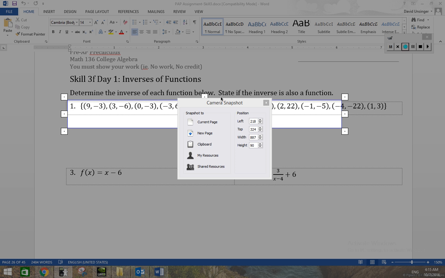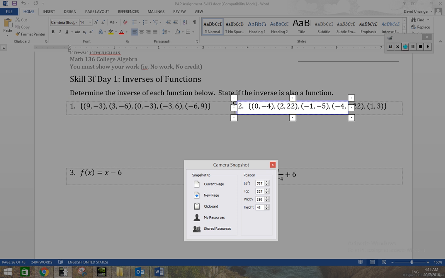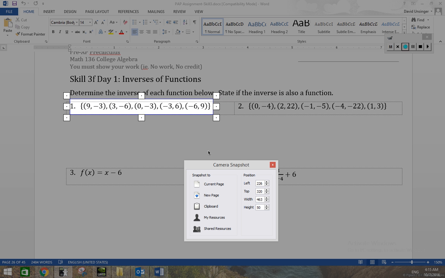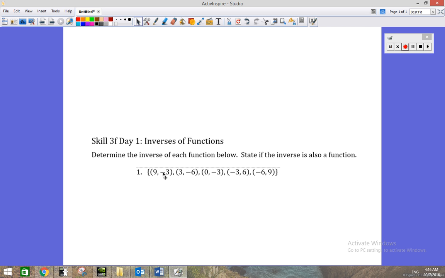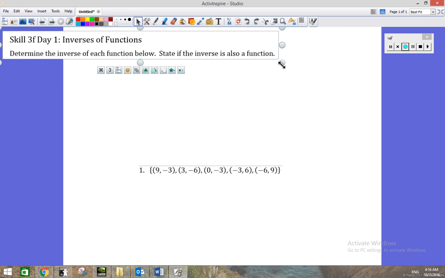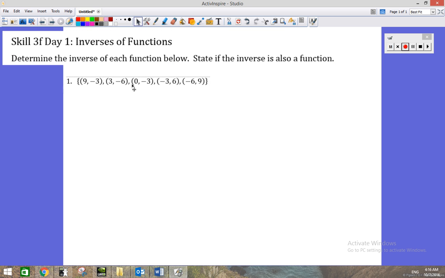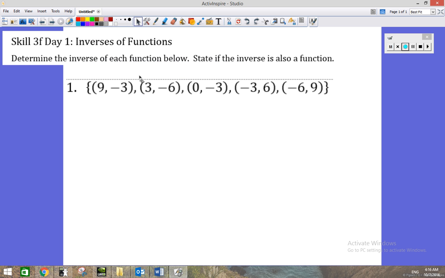So in the first problem, we're given a set of ordered pairs. We know that any set of ordered pairs is a relation, and if every element in the domain corresponds to exactly one element in the range, then the relation is a function. They tell us it's a function, but let's just confirm that. I see 9 here, and I don't have a 9 that's repeated in the domain, any of the x-coordinates. I have a 3. I don't see any repeats of a 3 in the x-coordinate. The same for 0, same for negative 3, and the same for negative 6.